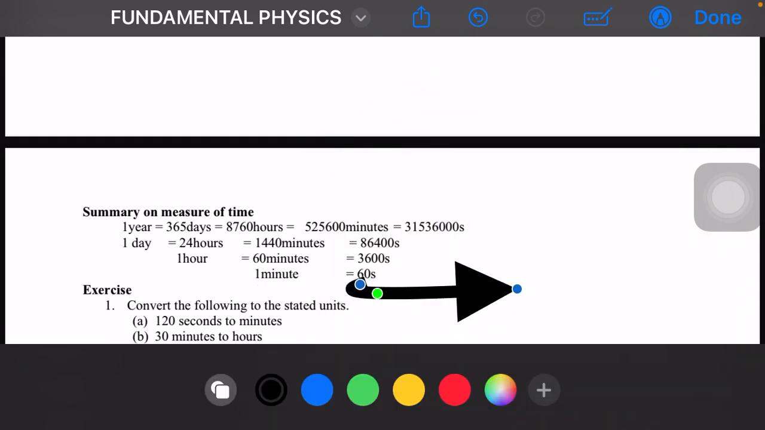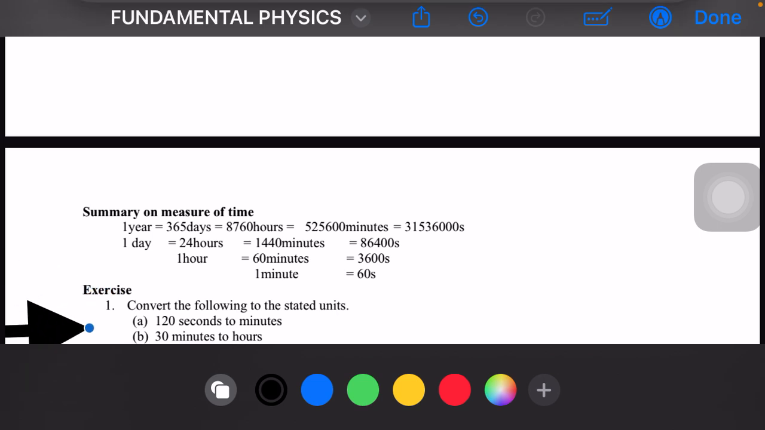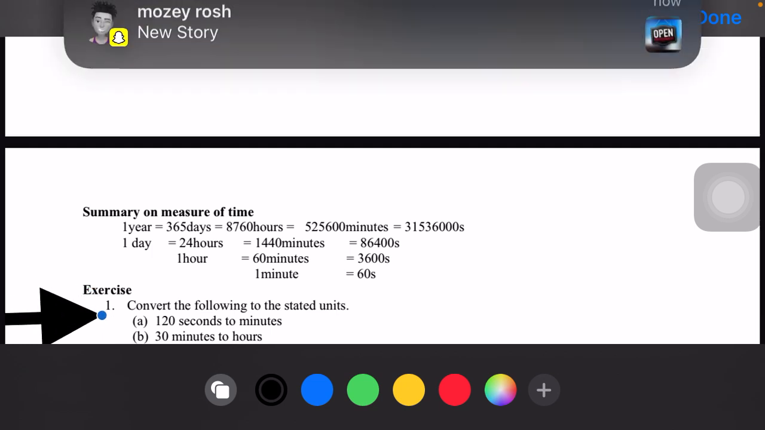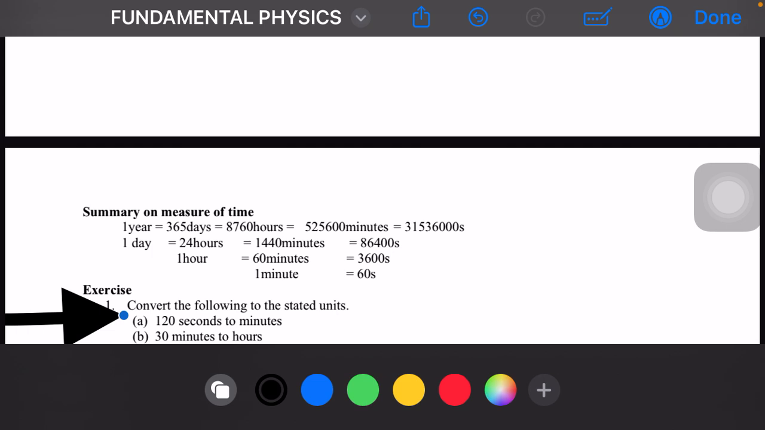Okay, before I continue, here's your exercise again. I'll pause this video for just 1 minute for you to read this exercise. Copy it if you have the book, which is the best thing to do. Question 1: convert the following to stated units. You have 120 seconds to minutes. You need to convert these seconds into minutes using what I've taught you. Then convert 30 minutes into hours, using what I've explained.